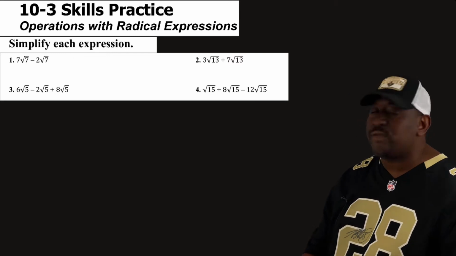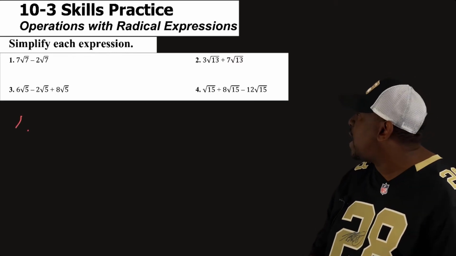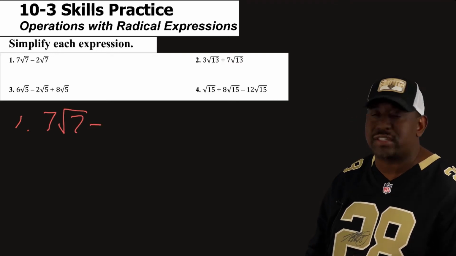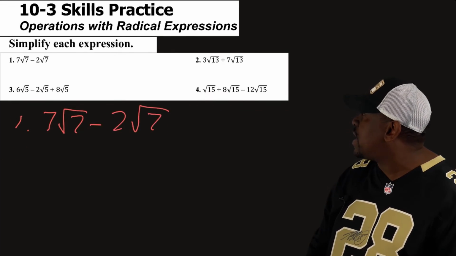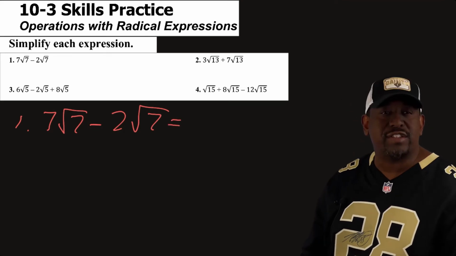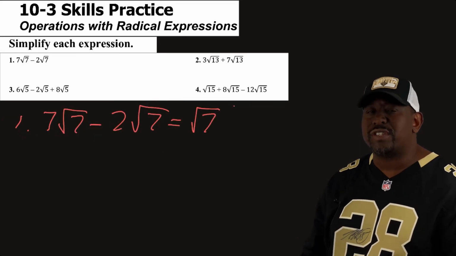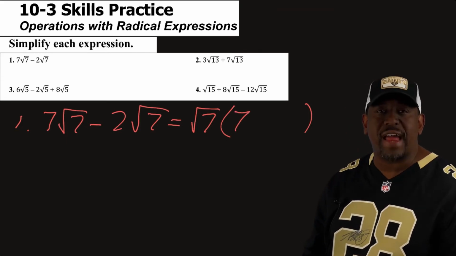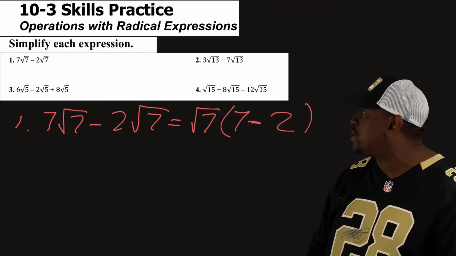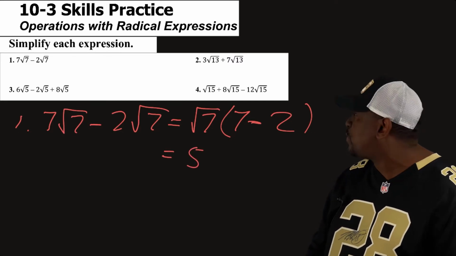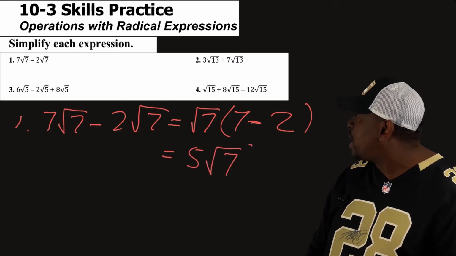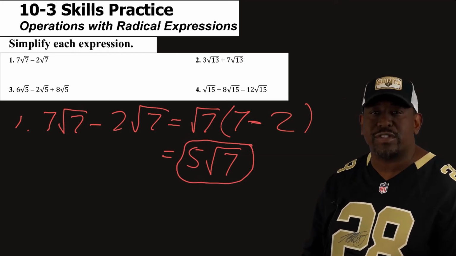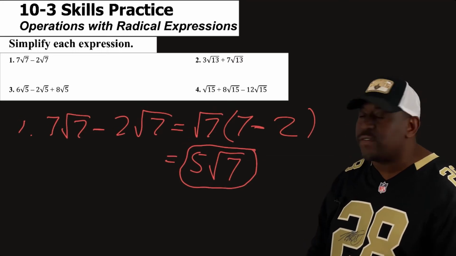So our first group of problems, we're simplifying radical expressions involving addition and subtraction. First problem reads 7 times the square root of 7 minus 2 times the square root of 7. When you simplify radical expressions, you're factoring out the common factor, which is the square root of 7, similar to what you do with distributive properties. When you factor that out, you're left with 7 minus 2, which is 5. And so the answer will be 5 times the square root of 7. So that's our first example.